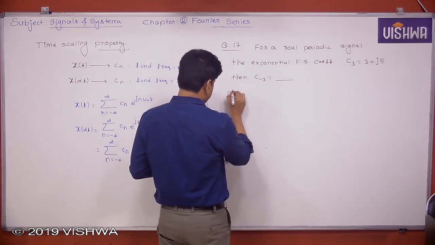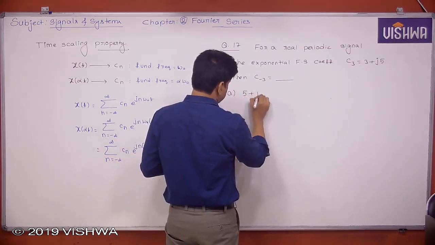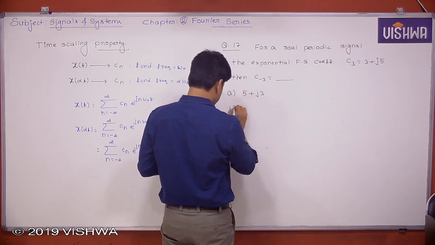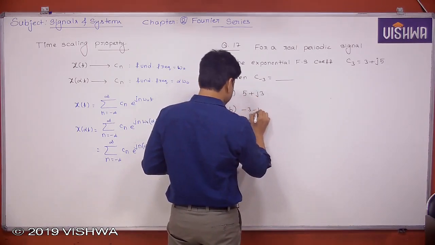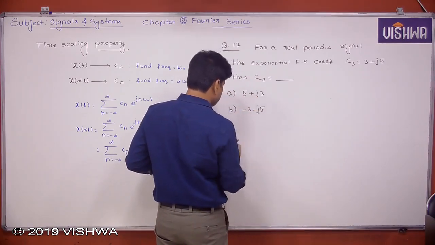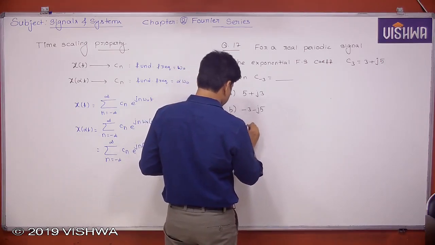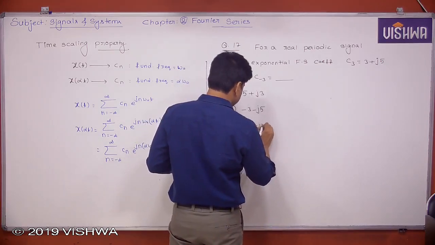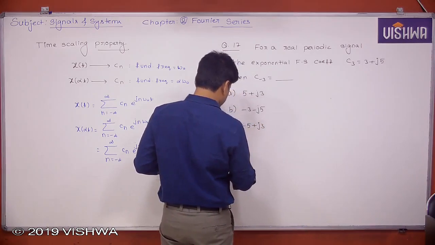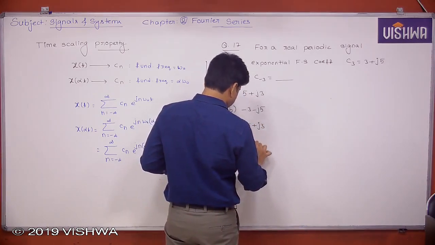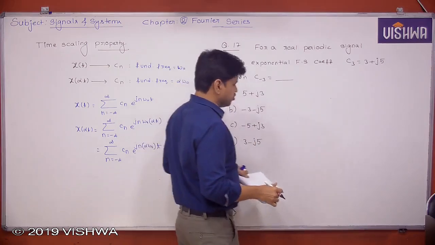Options: A, 5 plus j3; option B, minus 3 minus j5; option C, minus 5 plus j3; option D, 3 minus j5.